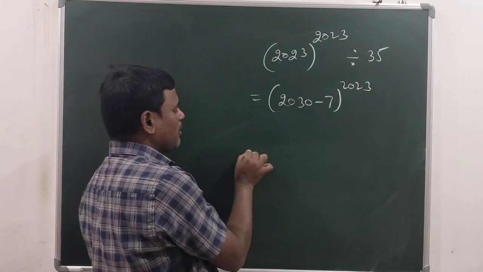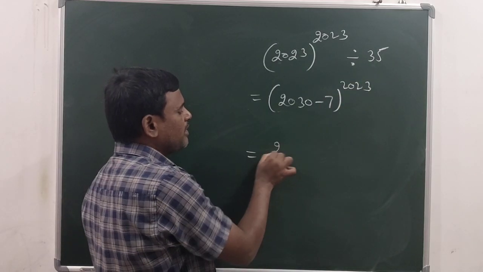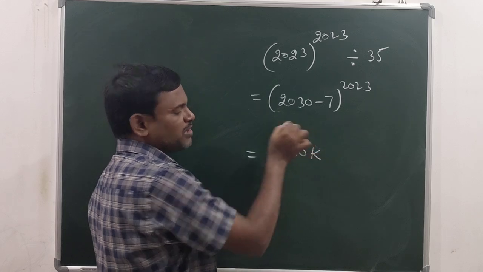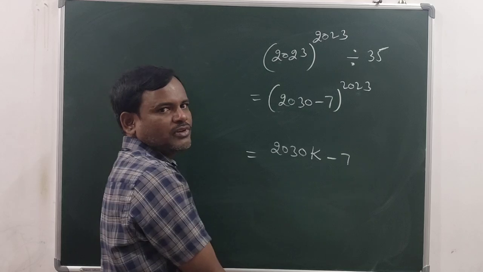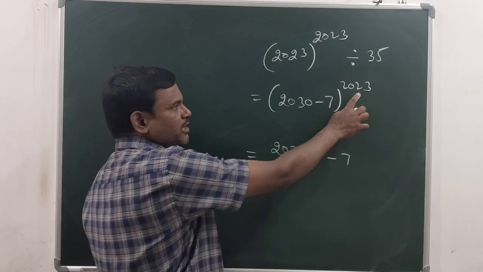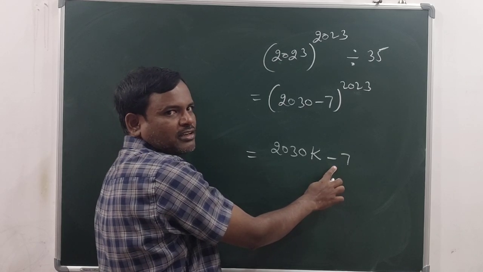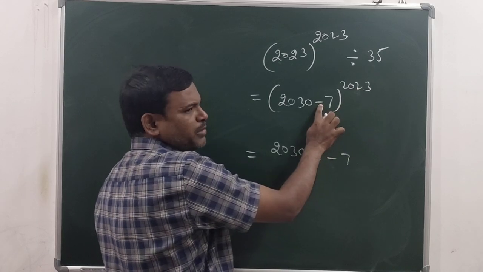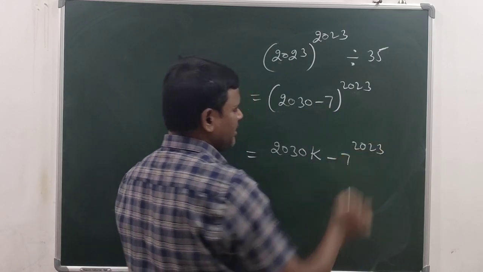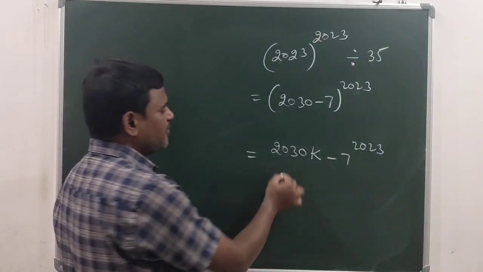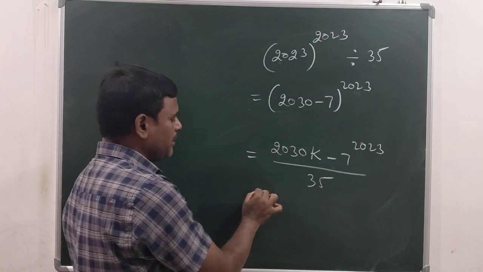Okay students, in the next step what am I going to do? Same like before, I am going to expand this. On the expansion you get 2030 times some k, minus 7 power 2023. Here the exponent is odd, hence you will get a minus sign. If it is even and you have a minus sign here, in such a case you get the plus sign. You know this. So here it is odd, so in the last term you will get negative: minus 7 power 2023. Now what is the remainder when it is divided by 35? This first part is a multiple of 35, hence the remainder would be 0.